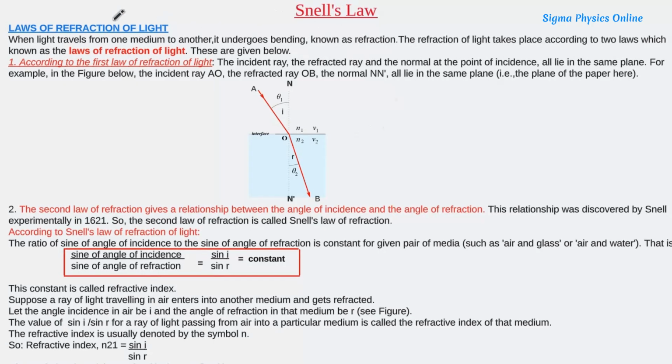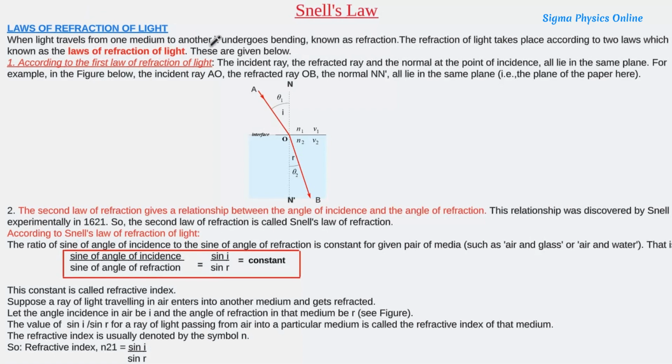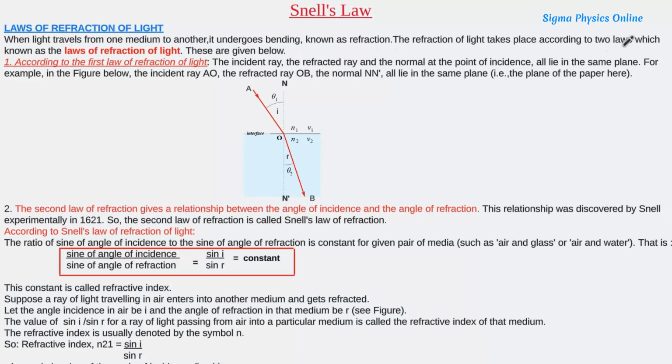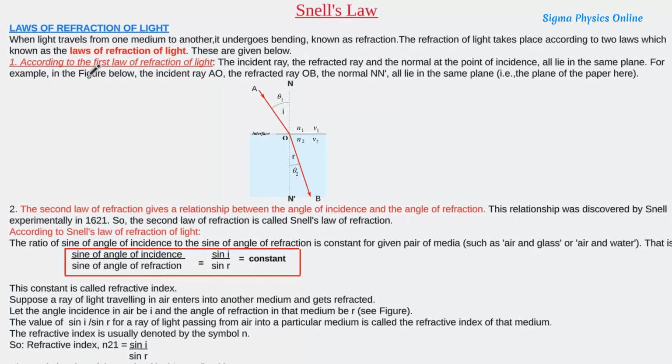Now before going to Snell's law, let's first know what are the laws of refraction of light. When light travels from one medium to another, it undergoes bending known as refraction. The refraction of light takes place according to two laws which are known as the laws of refraction of light. So let's see what these laws are.